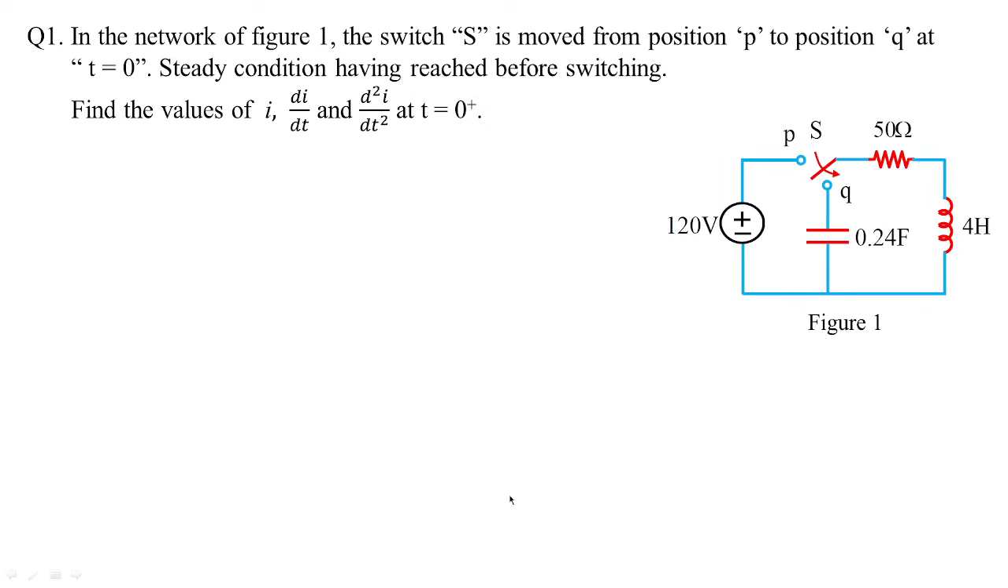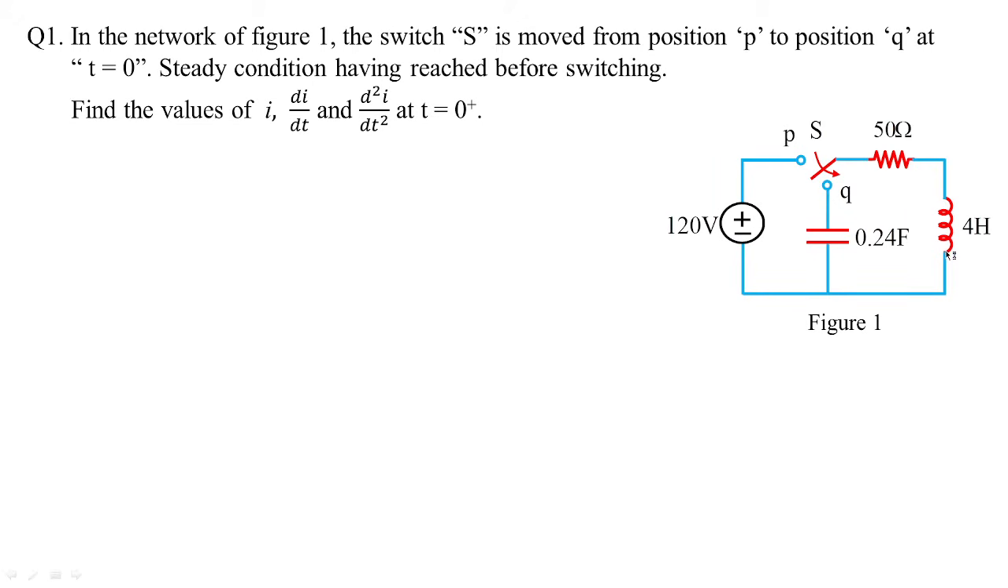Let us go with the first problem, where you have a network which is shown in figure 1. The switch is moved from position P to position Q. Initially the switch position was at P, and then it is changed to Q at t equal to 0. It is also given that the steady state conditions have already been reached before switching. Meaning, when the switch is at point P, the steady state conditions have been reached.